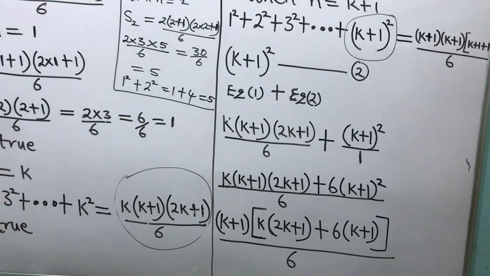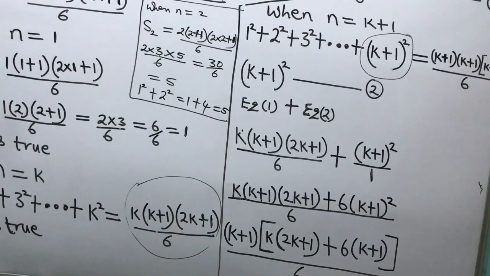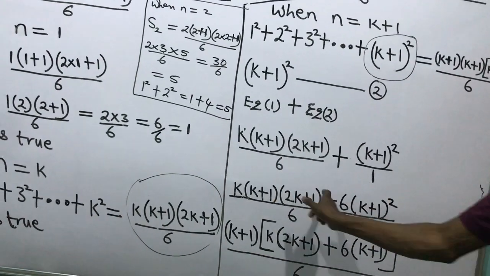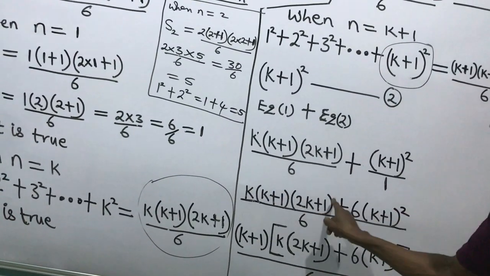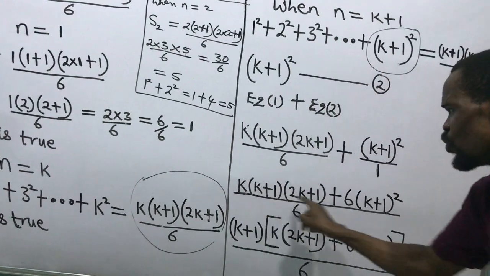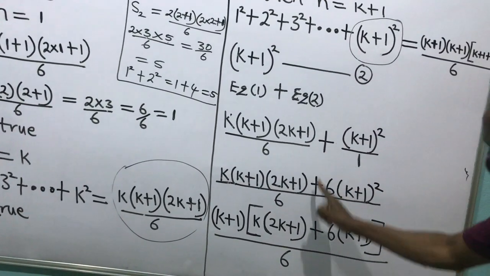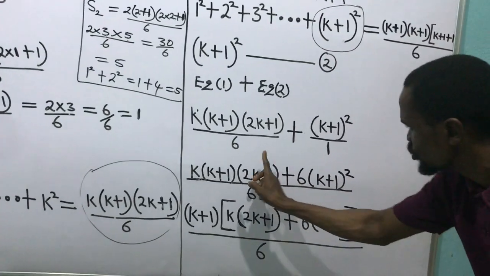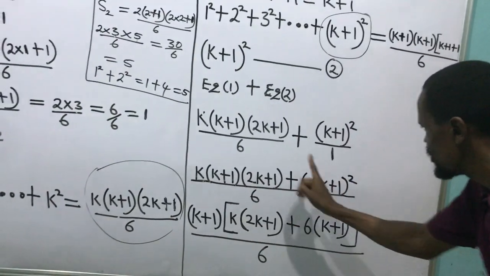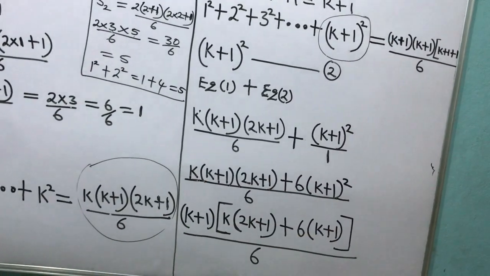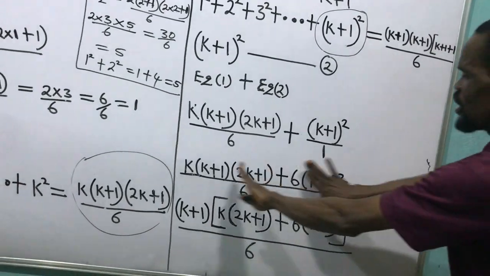Then I move and I look at this now. This is one family, held together by multiplication. This one is also one family. Are you getting what I'm saying? These two families are joined together by plus. Are you following me now? They are joined together by plus.